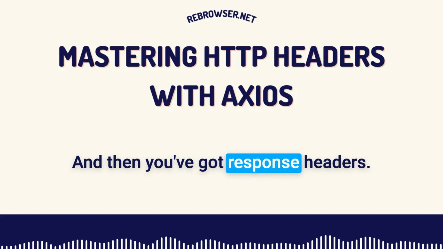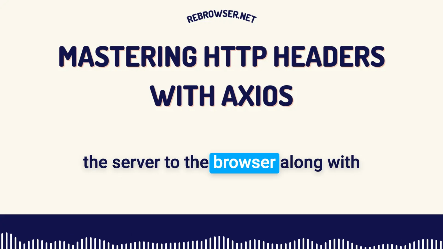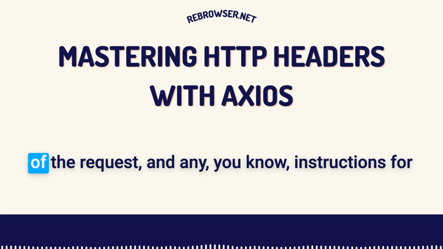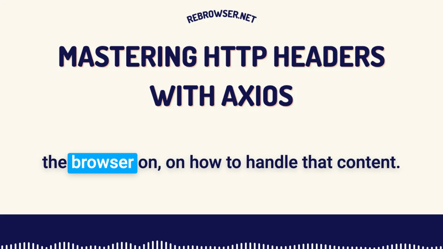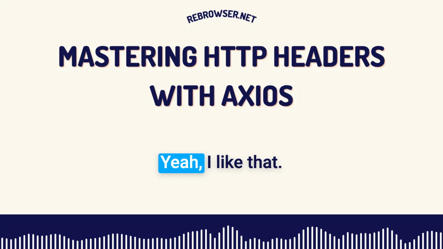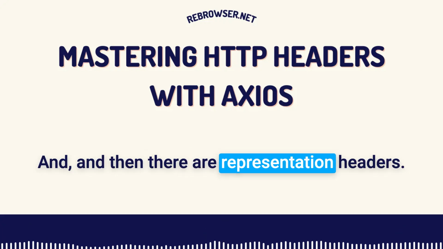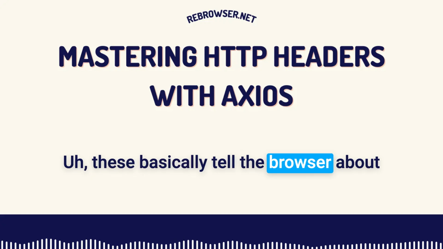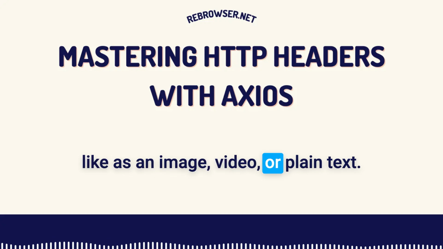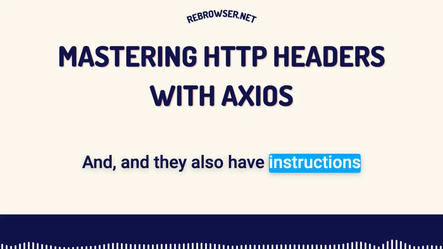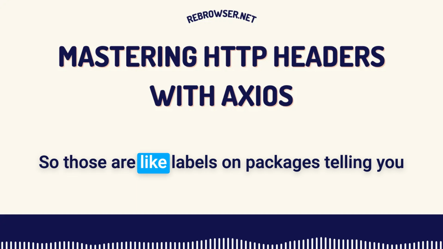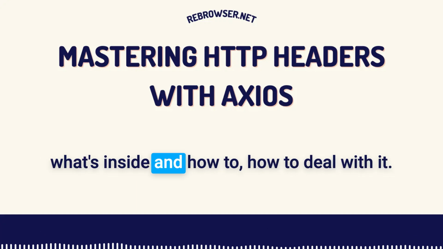Exactly. And then you've got response headers. Those are sent back from the server to the browser along with the content that was requested. So they have info about the server itself, the status of the request, and any instructions for the browser on how to handle that content. So those are like the return receipt, like here's what I'm sending back. Yeah, I like that. And then there are representation headers. These basically tell the browser about the format of the data being sent, like is it an image, video, or plain text. And they also have instructions on how the browser should display or process that data. So those are like labels on packages telling you what's inside and how to deal with it.